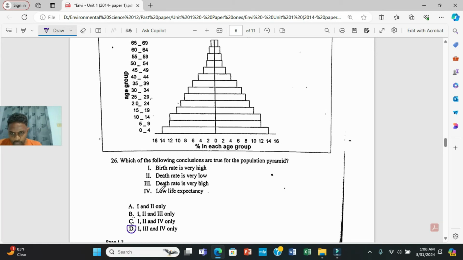2, 3, death rate is very high. Of course, once it is shaped like a concave slope, it means death rate is high. And 4, low life expectancy. If death rate is high, it means that individuals are not expected to live long. So the answer is D, guys.